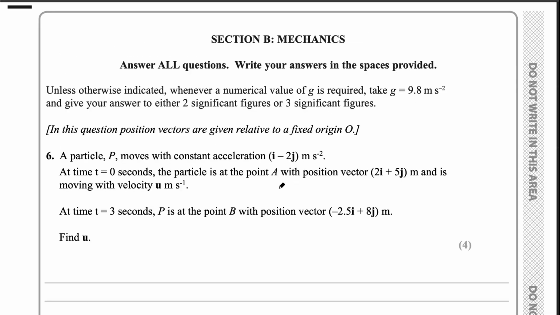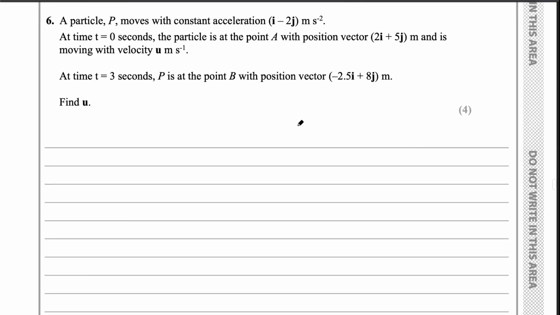Section B, mechanics. At the top, it says, unless otherwise indicated, whenever a numerical value of g is required, take g equal to 9.8 meters per second squared and give your answer to either 2 significant figures or 3 significant figures. Okay, so we might need that later on. But let's focus on question 6 now.